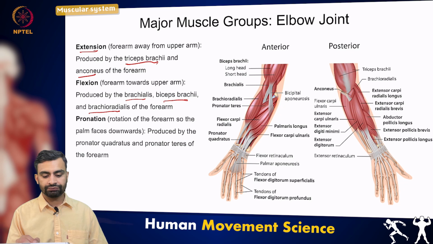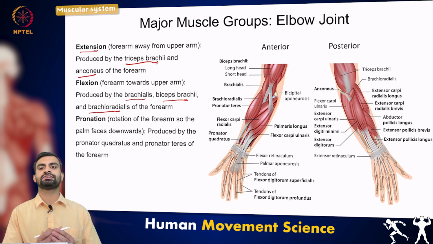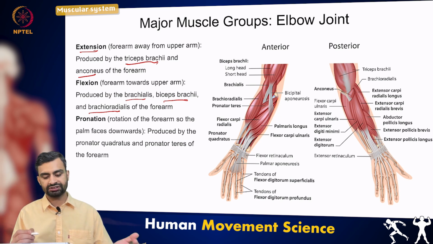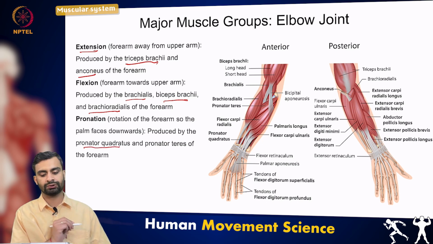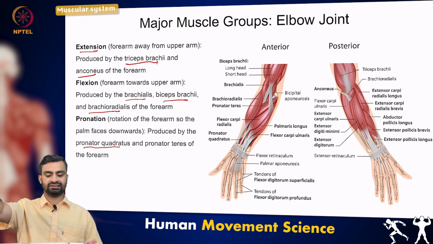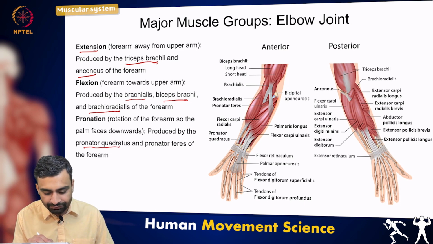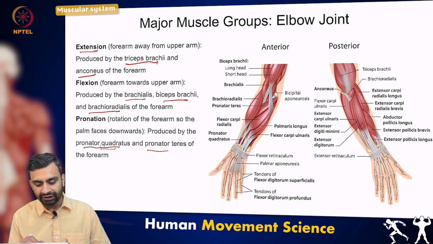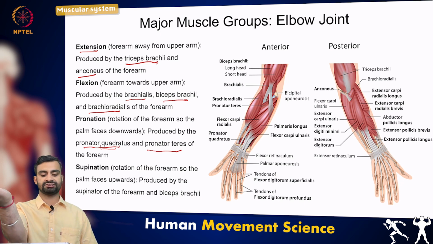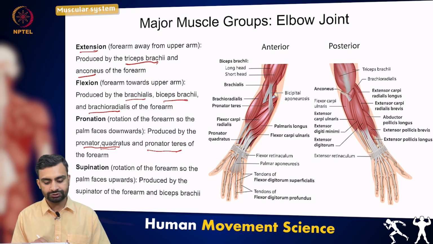Pronation, the rotation of the forearm so that the palm faces downwards. So this is your pronation. The muscles which help in the production of this movement are pronator quadratus. From the name you can see pronator, which helps in pronation, and quadratus means it has like 4 components, and pronator teres of the forearm. Similarly, supination is the process where your forearm is facing upwards. This is being produced by the supinator of the forearm and biceps brachii.